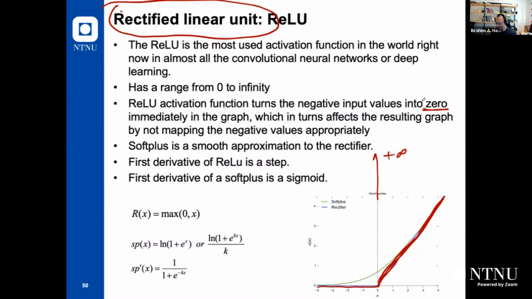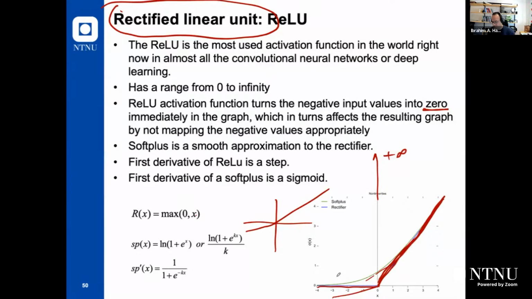Softplus is a smooth approximation to the rectifier. The softplus is like this one. I will draw it here. The positive part will be the same, but the negative part will be like this, which means it will try to map some of those negative values. Softplus is a smooth approximation to the rectifier. This green one is a smooth approximation to the rectifier.